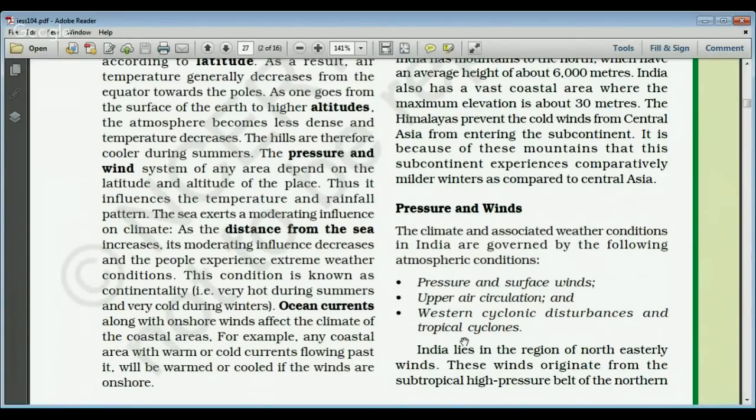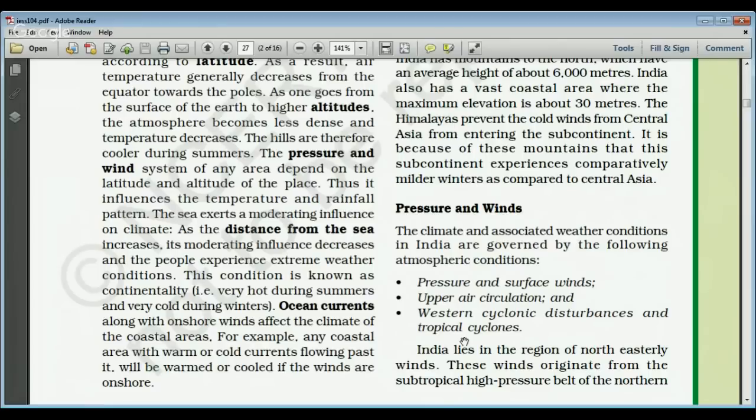And as the distance from the sea increases, its moderating influence decreases, and the people experience extreme weather conditions in the interior of the land. And this condition is known as continentality. That is, it remains very hot during the summers, and it becomes very cold during the winters.